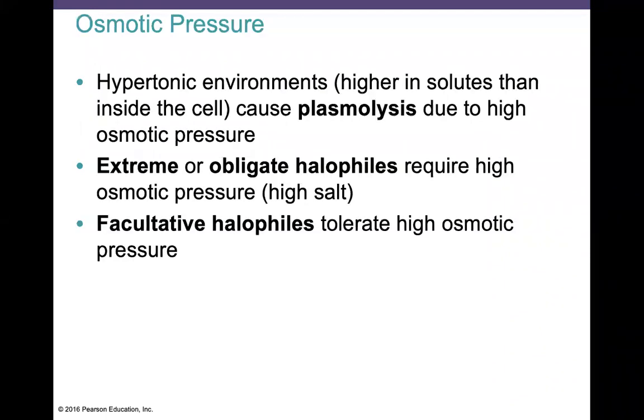Osmotic pressure, this is when you have hypertonic environments. Hypertonic would mean like a salt-rich environment. This will cause plasmolysis due to the high osmotic pressure. So this is one of the reasons why we do not find a lot of different bacteria on the surface of the skin. Despite most bacteria having cell walls, they cannot take these hypertonic environments.